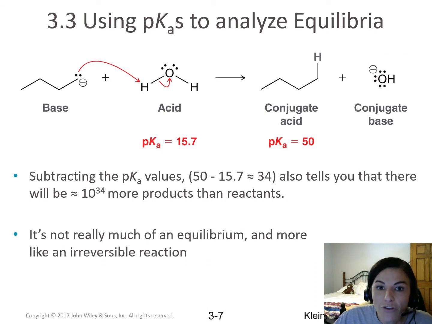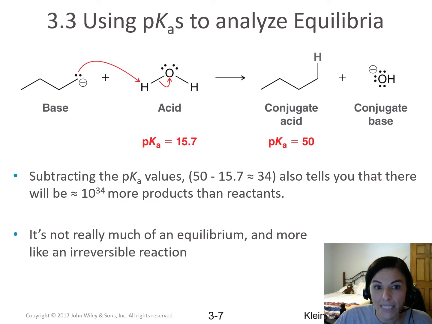Some acid-base reactions are so favored on one side that they are essentially irreversible. The pKa data can also be used to determine if this will be the case. Okay, so let's look at our reaction here. You can see that there is a very large difference in pKa values between our two acids.